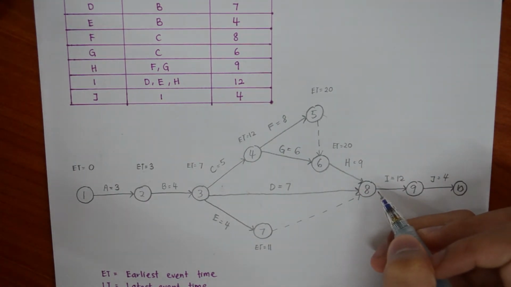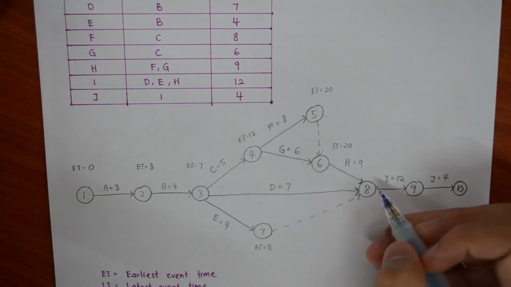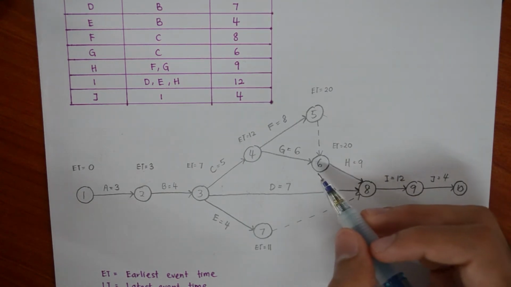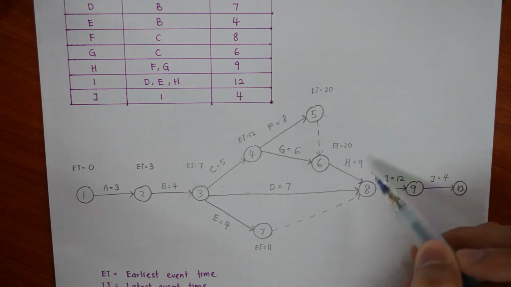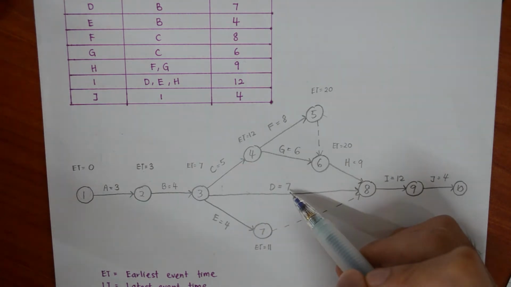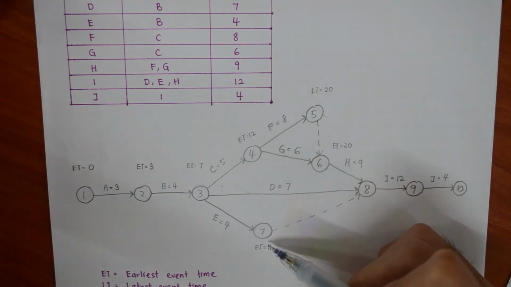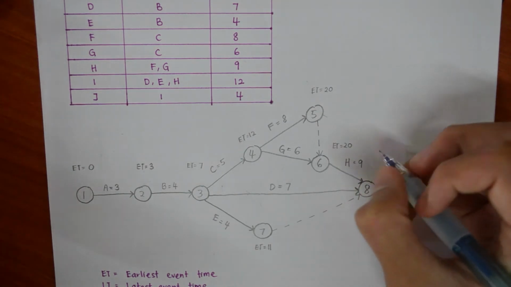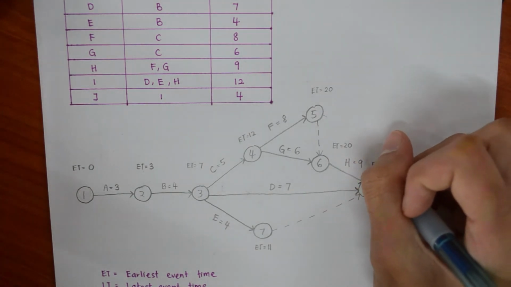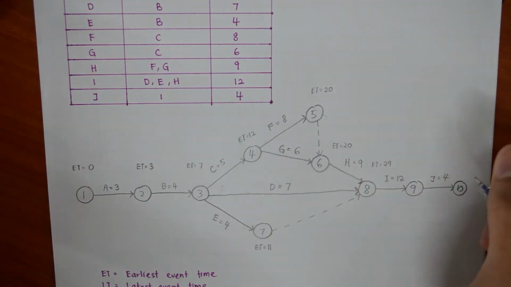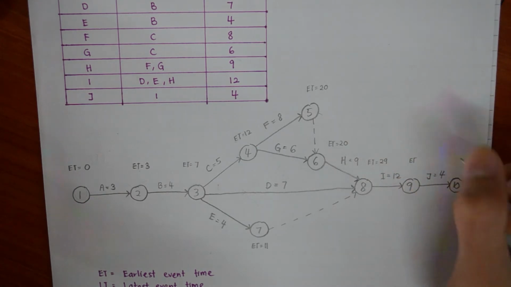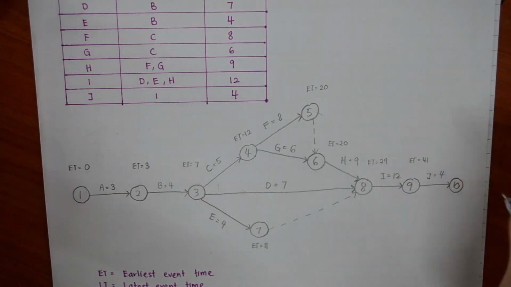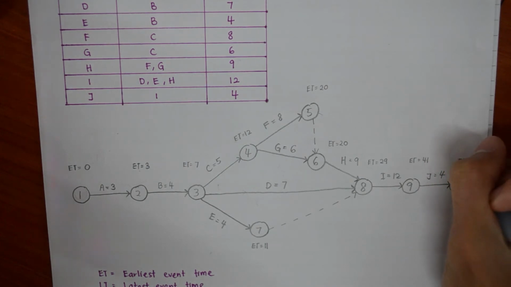For node 8, we have to compare which one has the highest value from node 6, 3, and 7. So 20 plus 5 will be 25, 7 plus 7 will be 14, 11 plus 0 will be 11, so the highest will be 25. Okay. Then we just add the corresponding duration. So the ET for node 8 would be 41, and 41 plus 4 would be 45. Right.